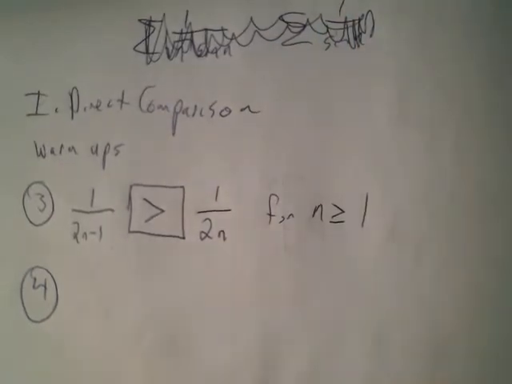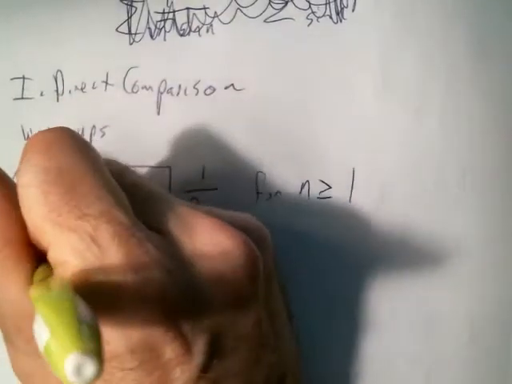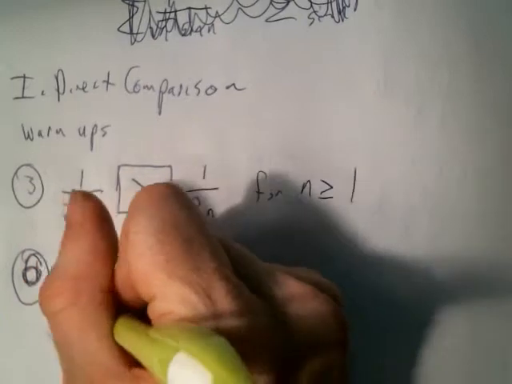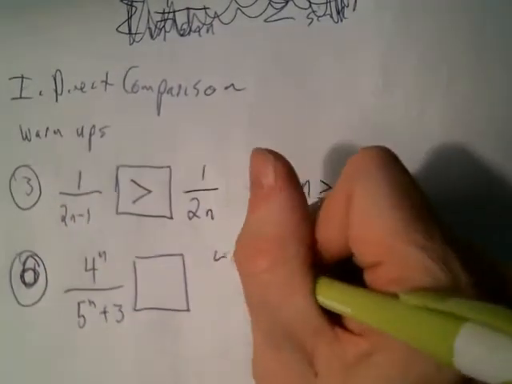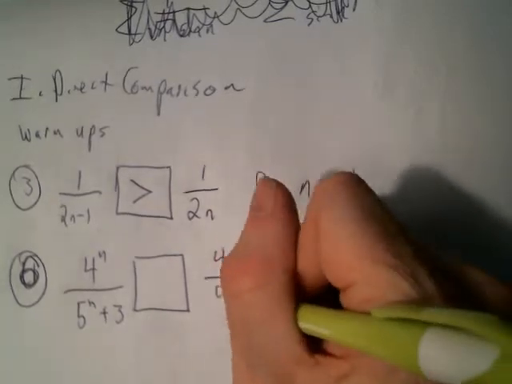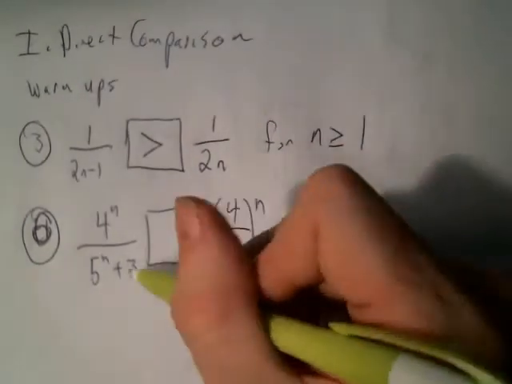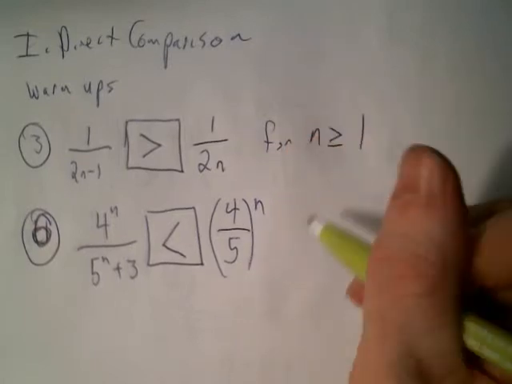So the example I always tell my students is if you drive to work at 100 miles per hour and you don't get caught, does that mean you're never going to get caught? And the truth is no. You want to be a little bit more careful, right? Anyways, here's number 6. 4 to the n all over 5 to the n plus 3. And then I'm comparing that to 4 to the n all over 5 to the n, which is the same as (4/5) to the n. So in this case, I've decreased the denominator, therefore I've increased this expression.